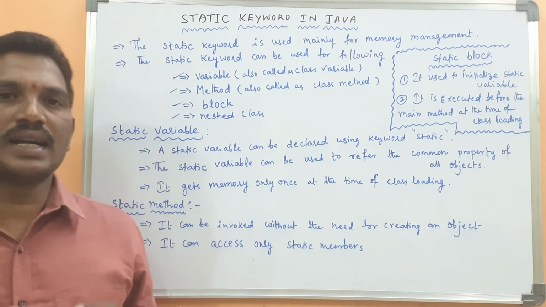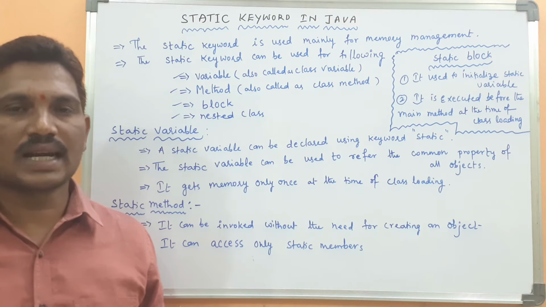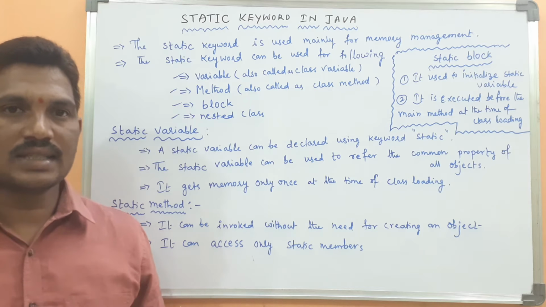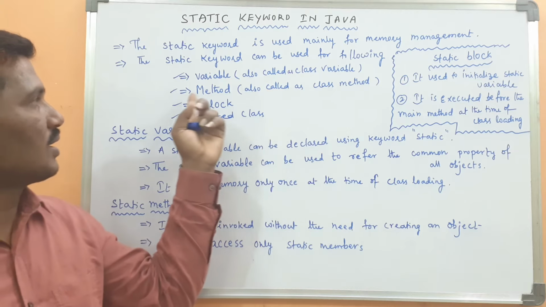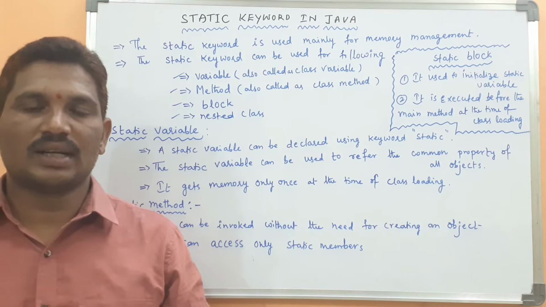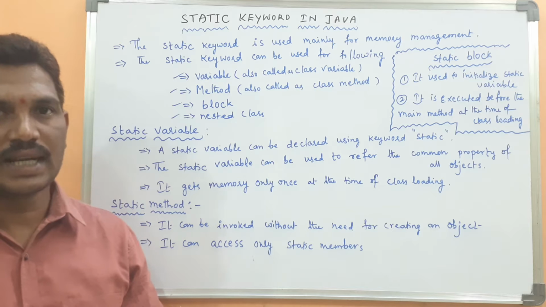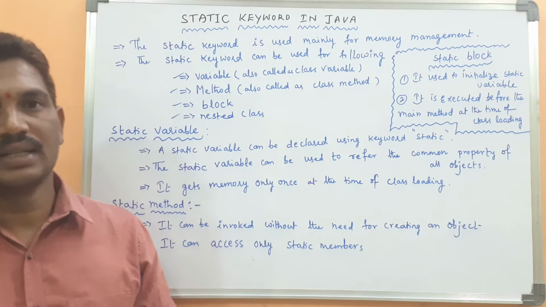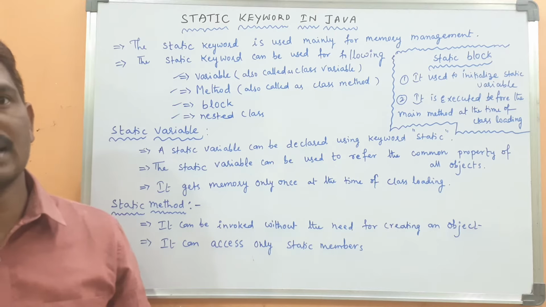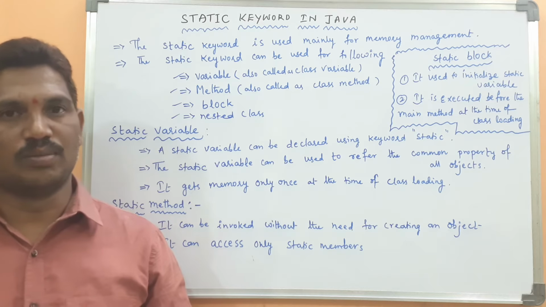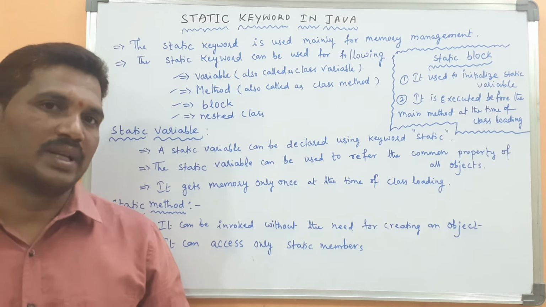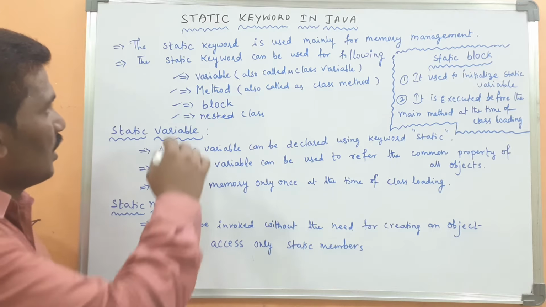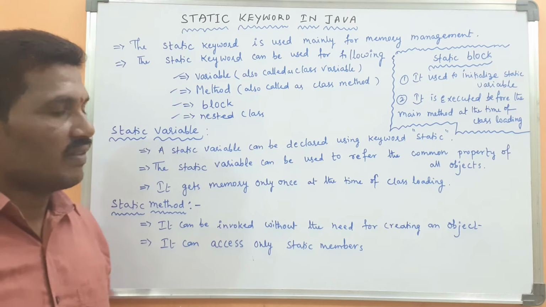The static variable is also called the class variable, and the static method is also called the class method. The instance variable is different from the static variable or class variable. Static variable and class variable have the same meaning, so please don't confuse them. But what is the importance of the static variable?